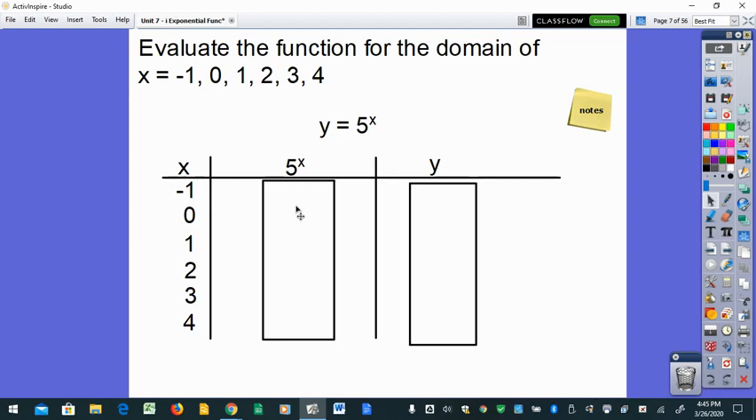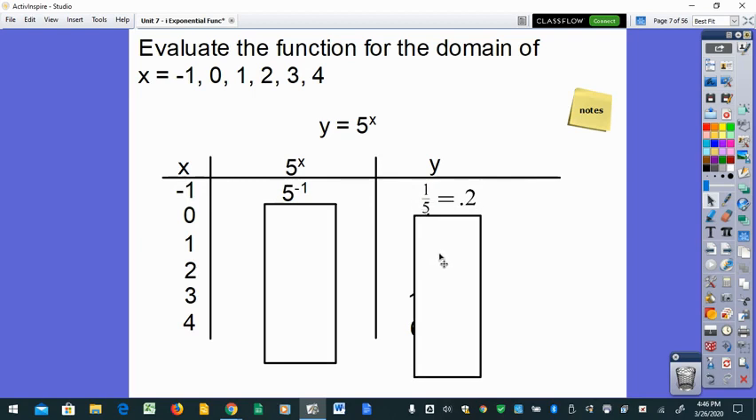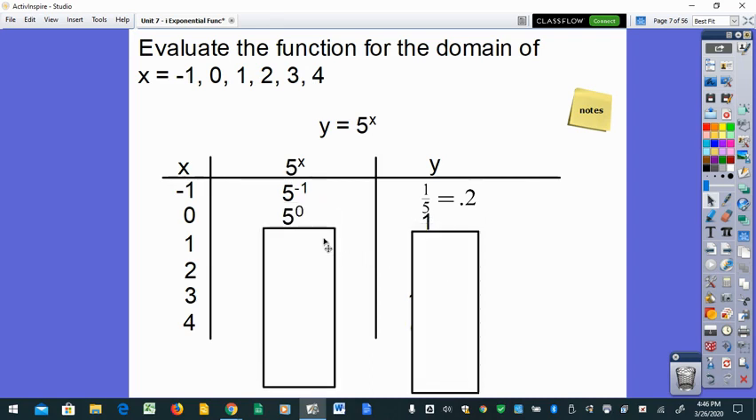So we would first of all have an x of -1. So 5 to the -1. Remember, a negative exponent is going to drop that to the denominator. It's going to put it in the other place, and it would be 1 over 5 to the +1, which is a decimal of 0.2. The next one, if we put in 0, 5 to the 0, anything to the 0 power is 1. And then if we put in 5 with an exponent of 1, 5 to the first would be 5.